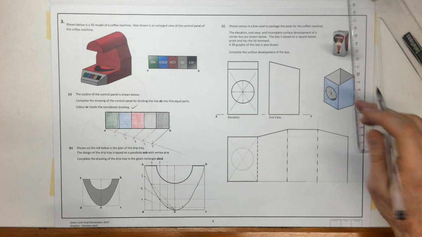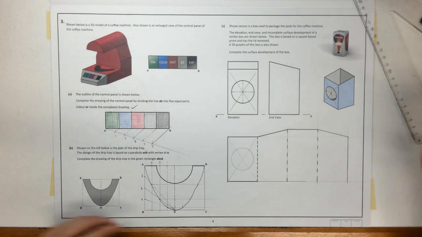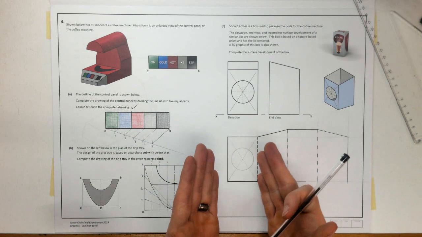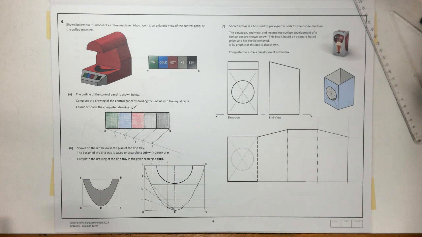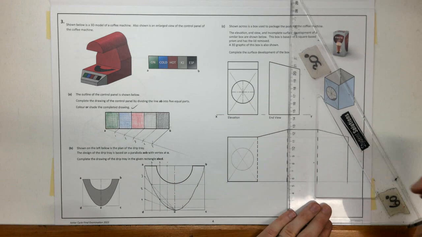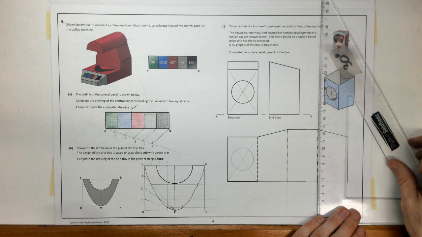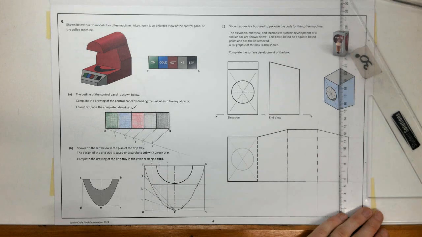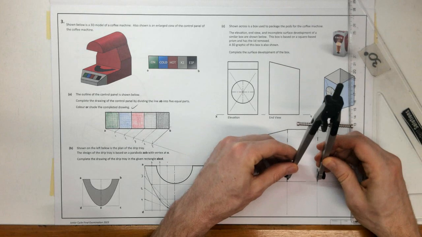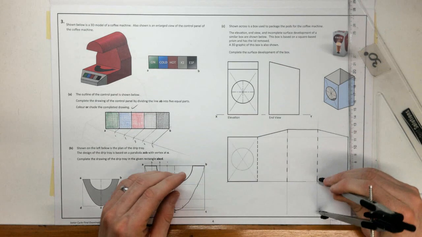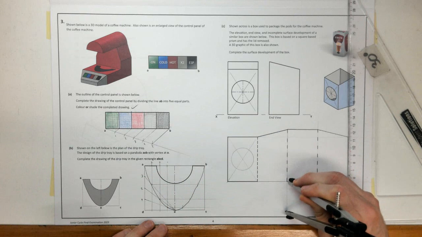Now what's missing is that square base. I can do it at any one of these sides, but I'm just going to do it here. It doesn't matter which one we do. Make sure we get that length. Step it off, step it off.